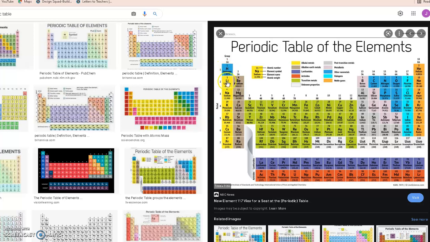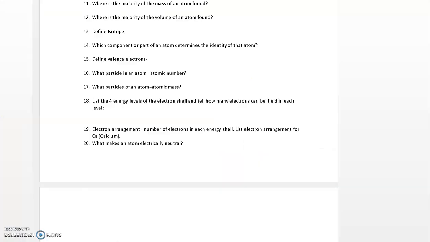electrons. The second electron shell, or energy level, can hold up to 8 electrons. The third energy shell, or electron shell, can hold 8 as well. And then the fourth one can hold up to 18 electrons, according to how we listed them in our notes.